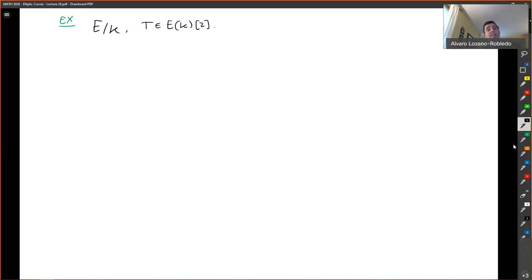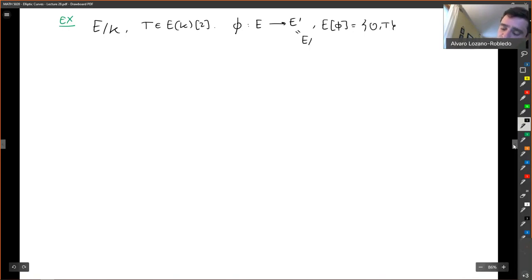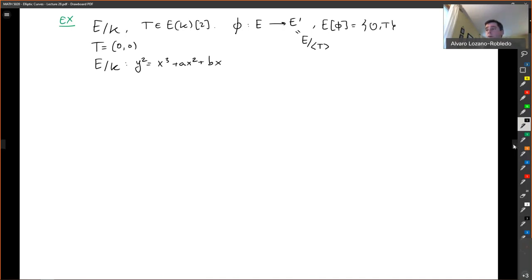The two-torsion point gives us an isogeny phi from E to E prime, whose kernel is precisely given by T. Okay, this E prime is just E modulo that subgroup of order two. Very good. So we are taking T to be (0, 0) for convenience, and the elliptic curve is given by y squared equals x cubed plus a x squared plus b x. So it has a point of order 2 at (0, 0).